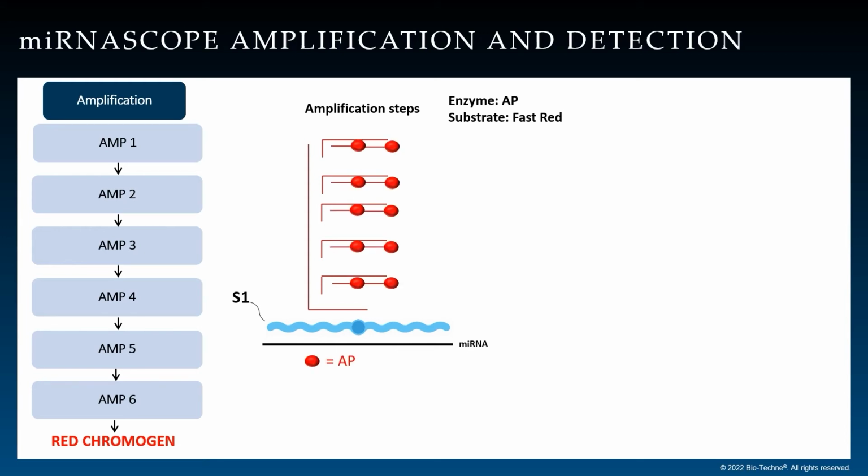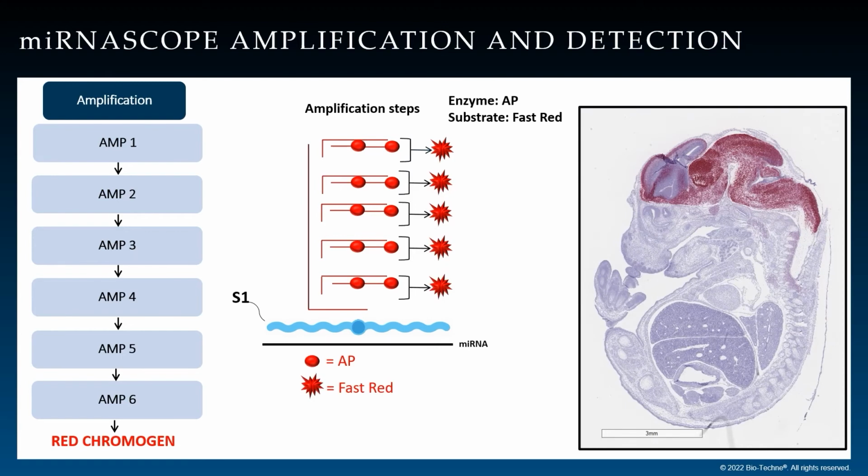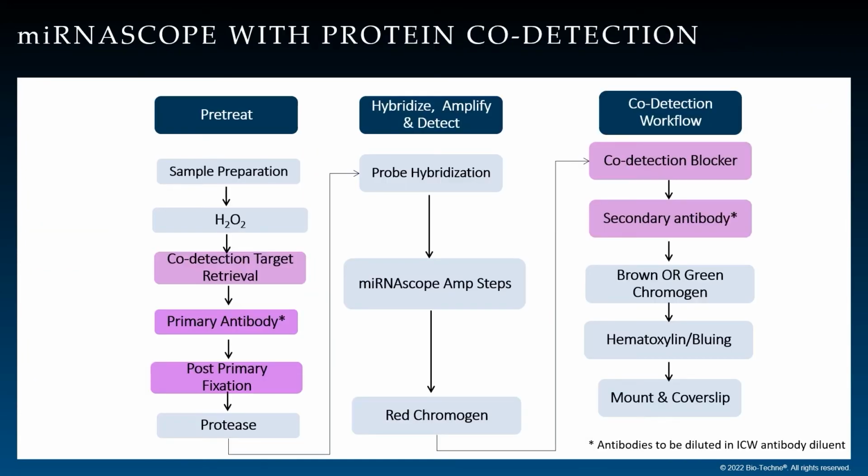These label oligos are conjugated to alkaline phosphatase, shown here as red dots. Once the trees are in place, alkaline phosphatase reacts with fast red to deposit the red chromogen, shown here as red stars. miRNAscope assays are also compatible with protein co-detection assays.